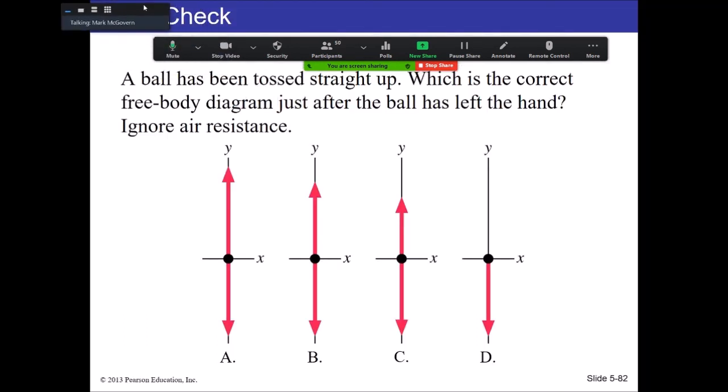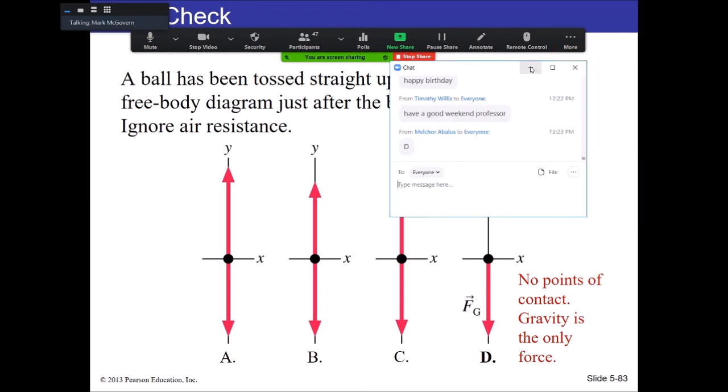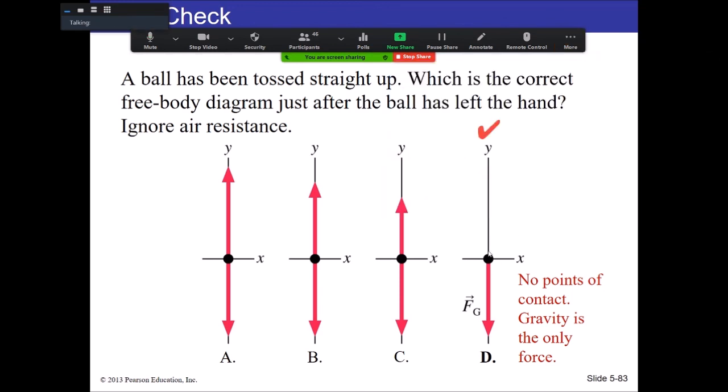So you don't have to answer these questions, I'm just going to go through them. A ball has been tossed straight up. Correct free body diagram just after the ball has left the hand. Okay, so if the ball is tossed straight up and it's left the hand, then there's no contact with the ball. The answer must be D. Only gravity is involved. Okay, you don't include the hand because the hand is no longer in contact with the ball. So you just draw a gravity vector down, and that would be the complete free body diagram.